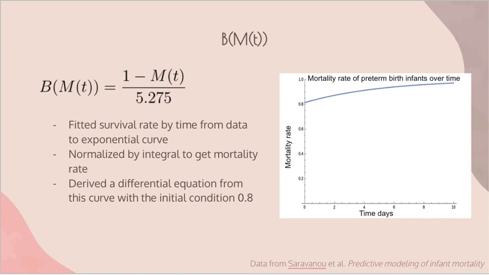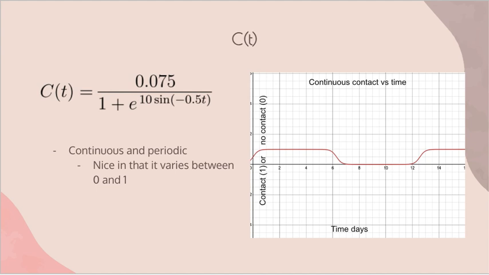For our contact function, we wanted a function that would vary between the values 0 and 1, which would correspond with either no contact or contact made at any time. We also wanted a function that would have a consistent period, and the first function we thought about was a sinusoidal function. Modifying the sinusoidal function to stay longer at each extremum, we ended up with this contact function, a function of the form 1 over 1 plus e to the sine t. This function is nice in that it is continuous and periodic.